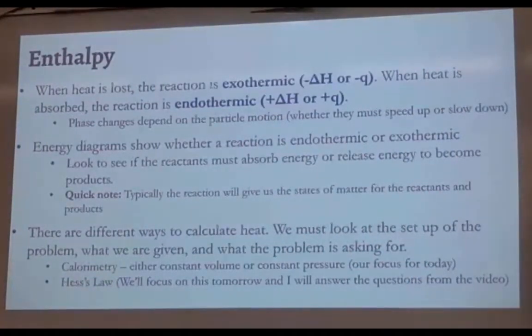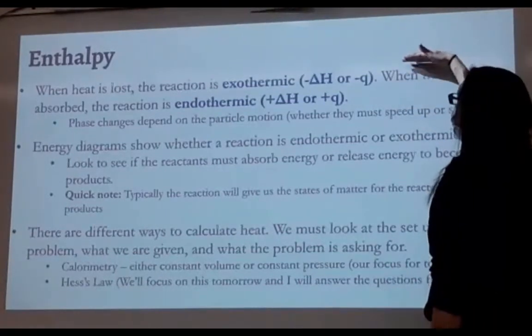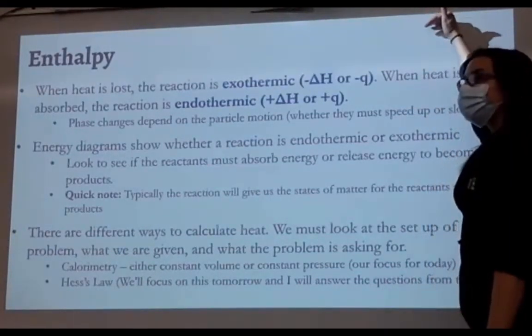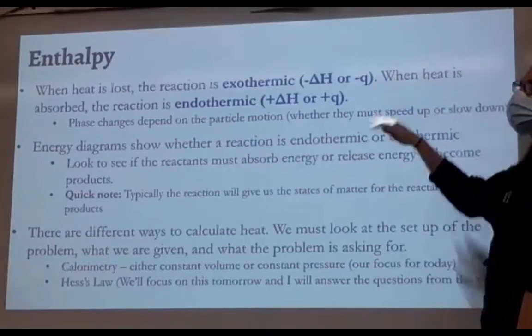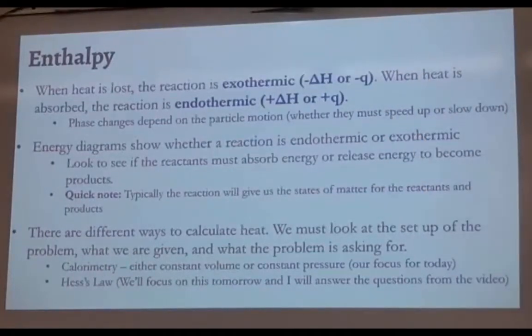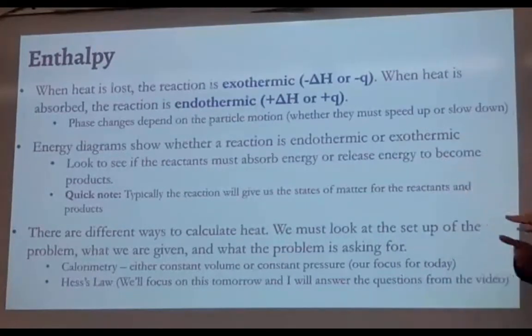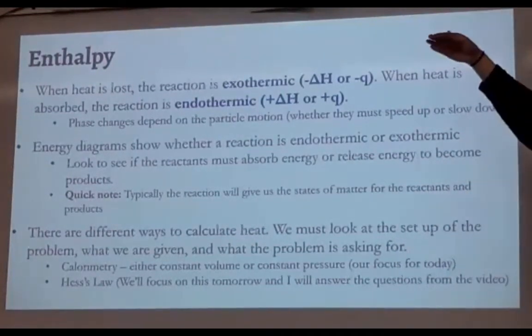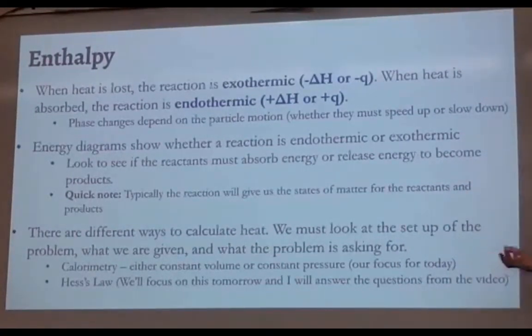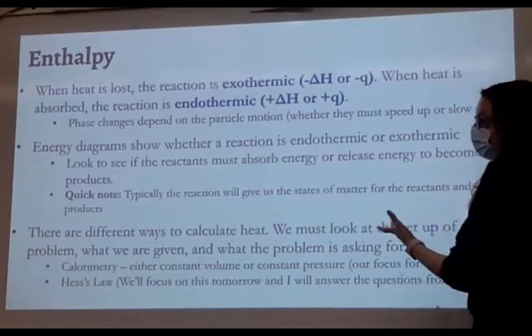There was part of the enthalpy of reaction section in the notes that looked at energy diagrams. An energy diagram just has reactants and products, and it shows whether a process is exo or endothermic. You just have to look to see: do the reactants have to absorb energy to become products, or do they have to release energy to become products? That's all an energy diagram is really used for.